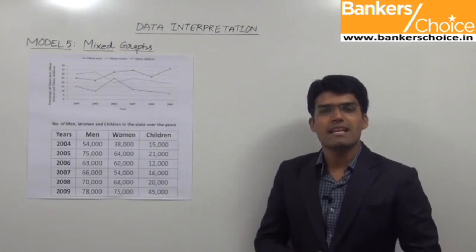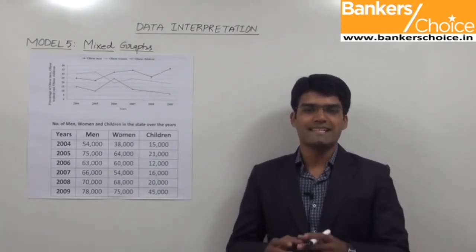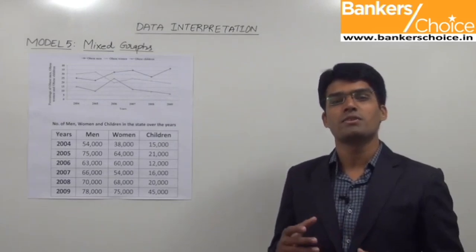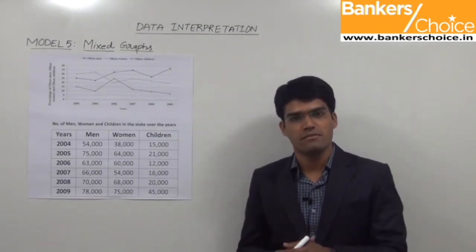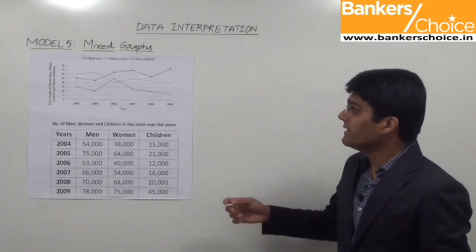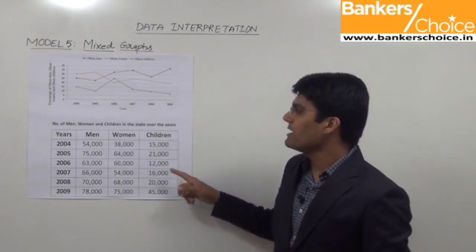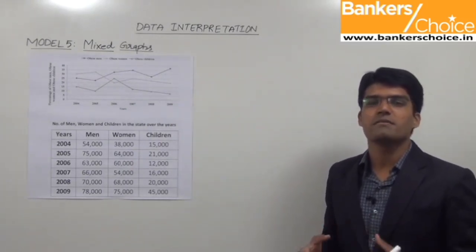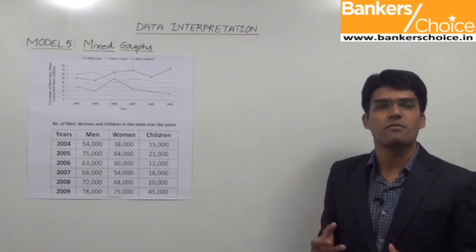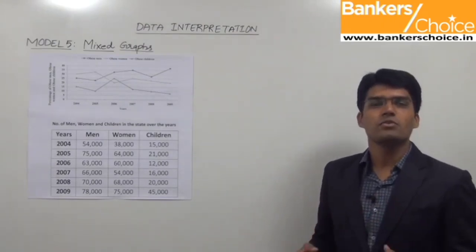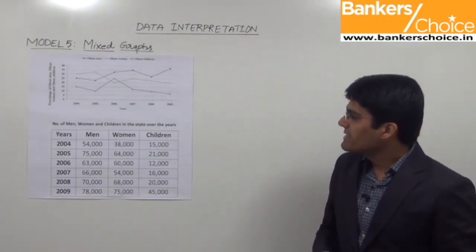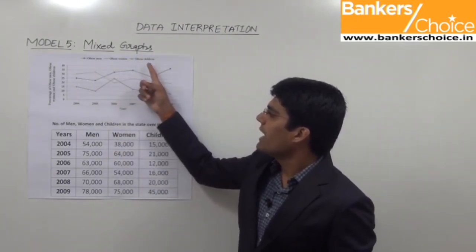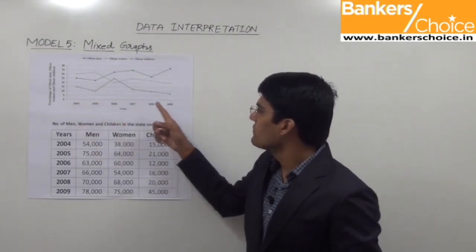Let us now take the last variety of data interpretation, that is mixed graphs. As I've mentioned earlier, mixed graph is nothing but a combination of two or more different types of graphs. For example, here you can see we have a line graph combined with a tabular form. So this is what is called a mixed graph or a mixed variety, where two different types of data presentations have been used together. Now as you can see here, the line graph talks about obese men, obese women and obese children from 2004 to 2009.